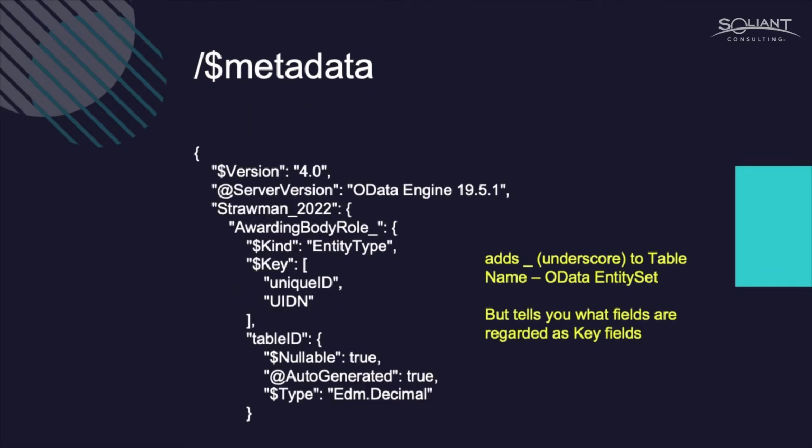In that table called awarding body role, there is a key in that table. And in fact, there are two keys. There's a field called unique ID and a field called UIDN, which could be considered key fields. What that means is it's set up as unique, without modification.